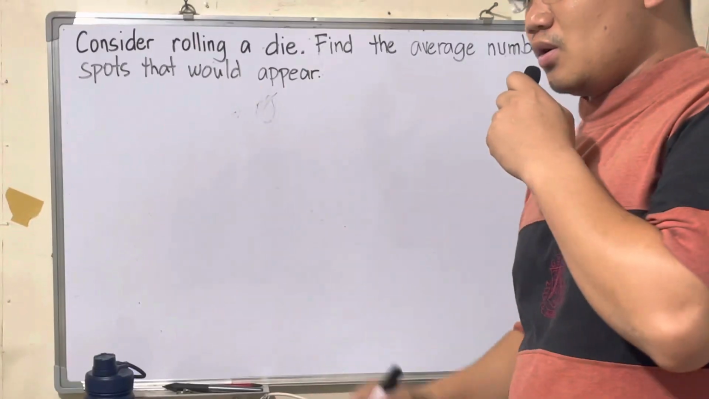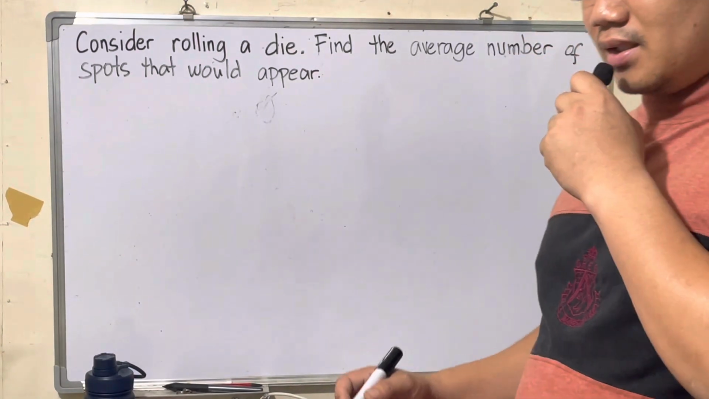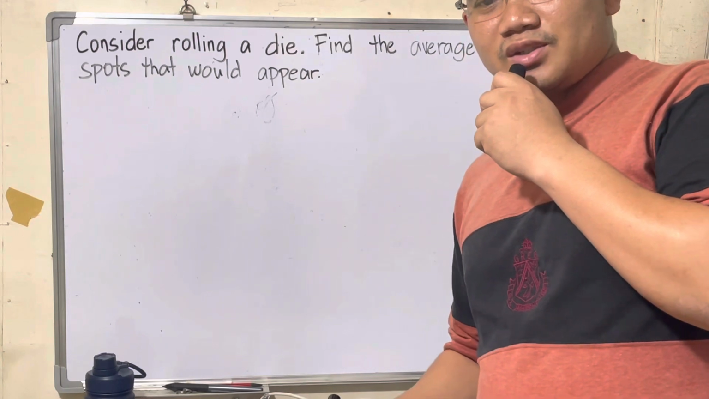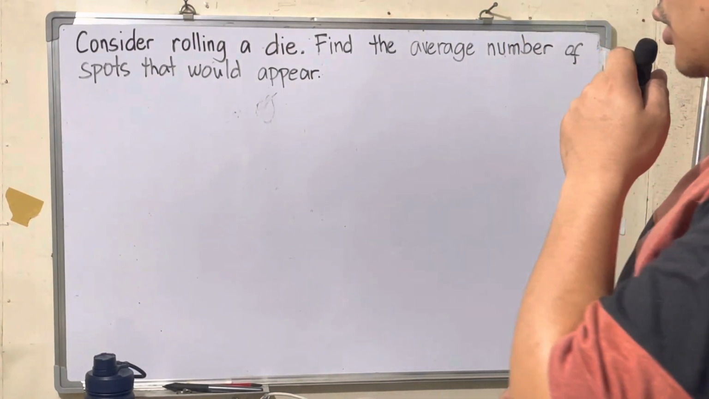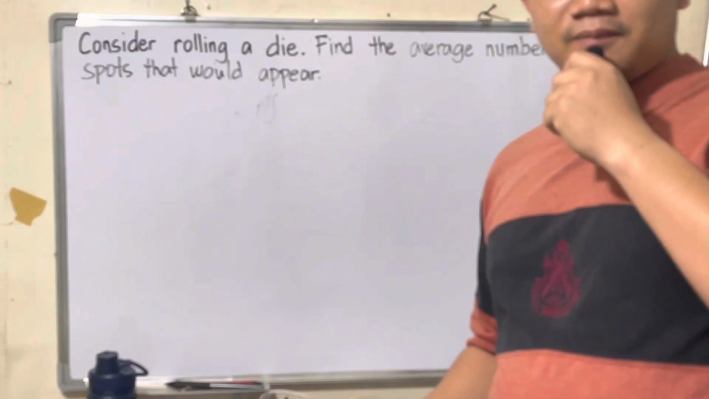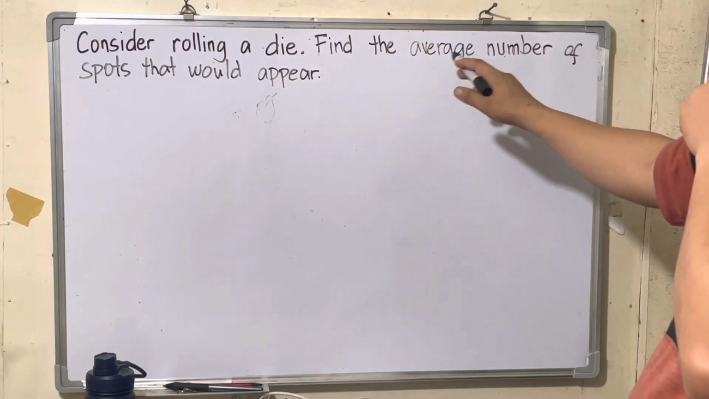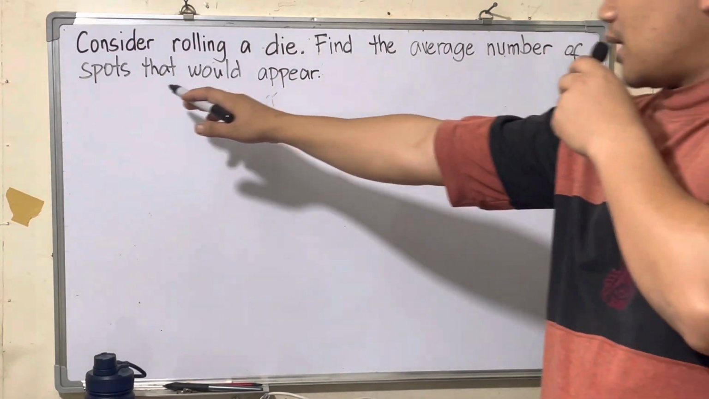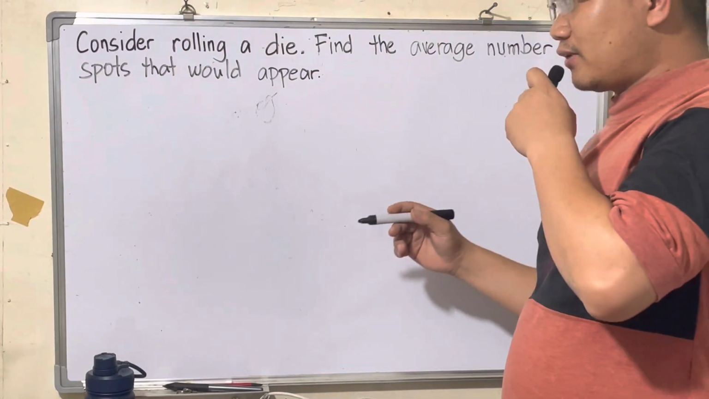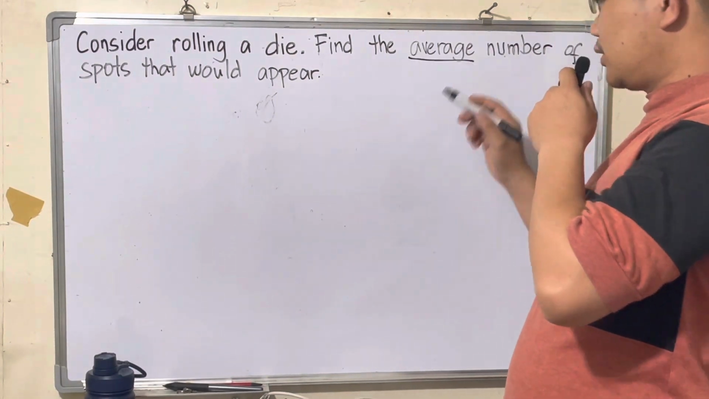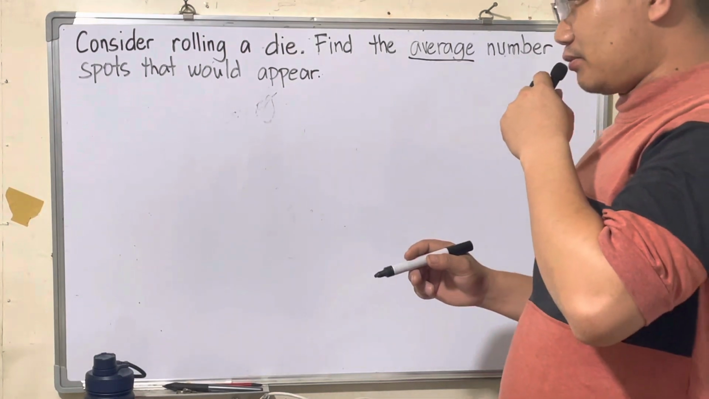So today we will discuss how to find the mean, variance and standard deviation of the probability distribution. For example, problem number 1, we have considered rolling a die. Find the average number of spots that would appear. So first, you need to find the average, or that is the mean of the probability distribution.